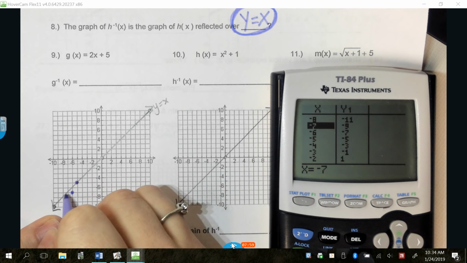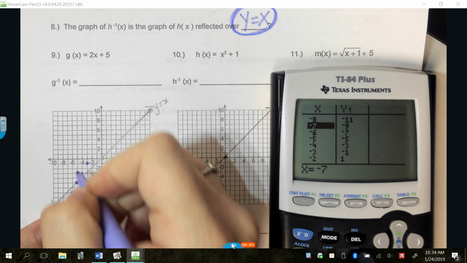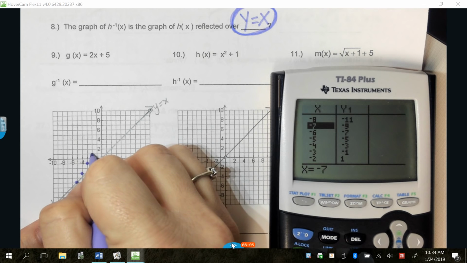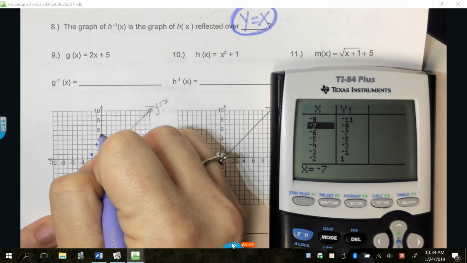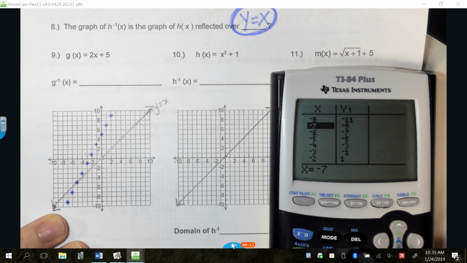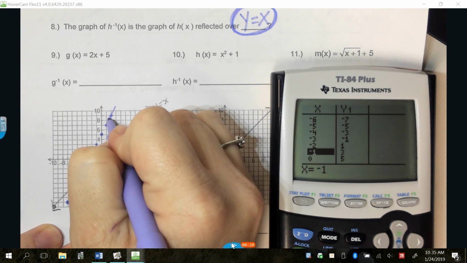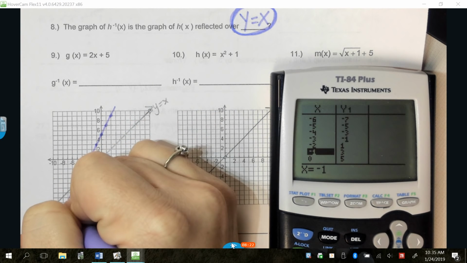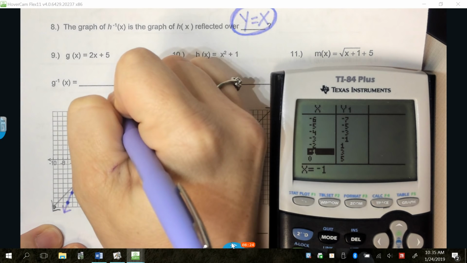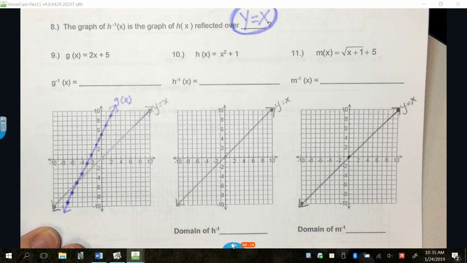So if you notice, it's going up 2 over 1, up 2 over 1, because this is a linear line. You can even check your points. So we should have a point 0, 5, which I do. Negative 1, 3, which I do. Okay, so on and so forth. So there's my first line. This is my g of x, my original.